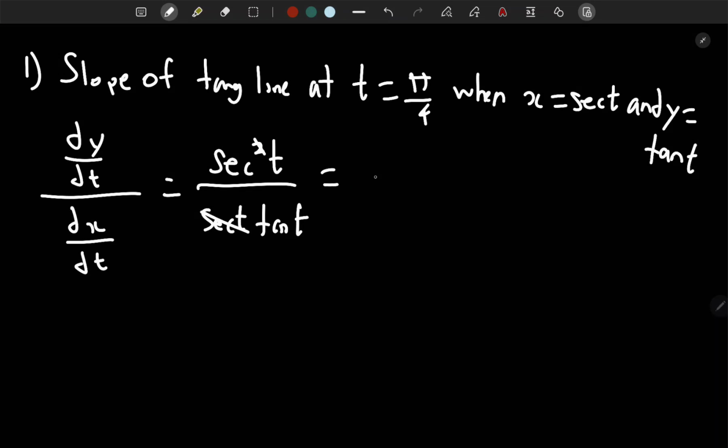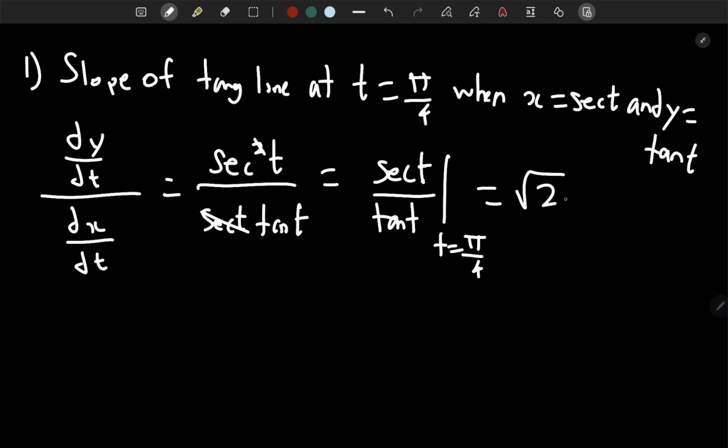So now we are left with secant t over tan t evaluated at t is equal to pi over 4. Now all you have to do is substitute pi over 4 in for t here, and you will get the final answer as radical 2. And that's basically it. It's very simple. Now let's do another example. This time you can pause the video and try to do this example yourself.